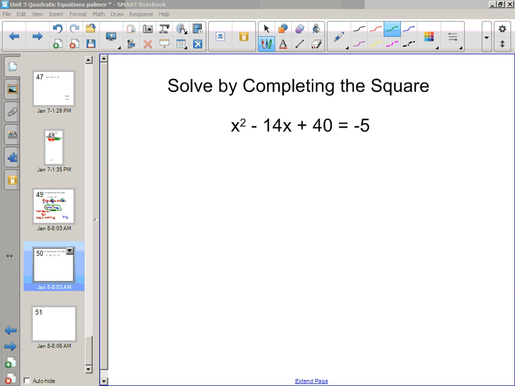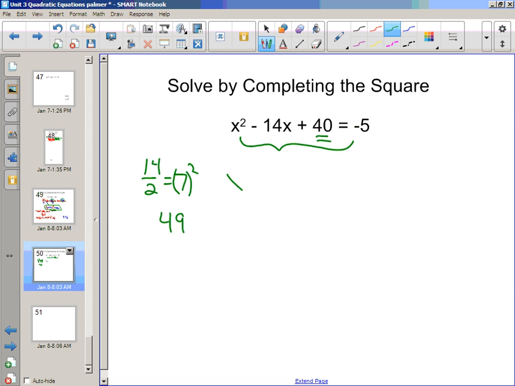So if we want to solve by completing the square, we want to see if this right here is a perfect square trinomial. The test is take half the middle term, 14, divided by 2 is 7, and then 7 squared is 49. That's the number that you would want right here. Well, that's not a 49, so it's not a perfect square as it is.